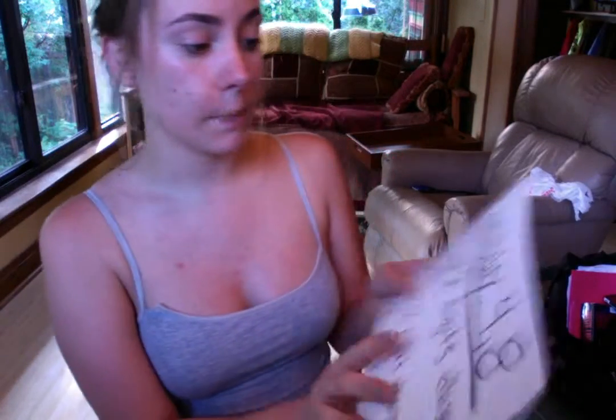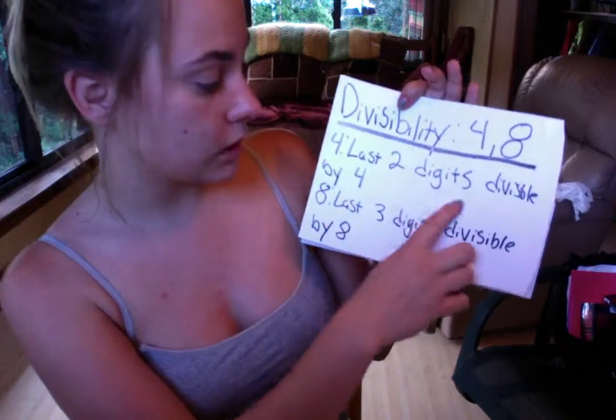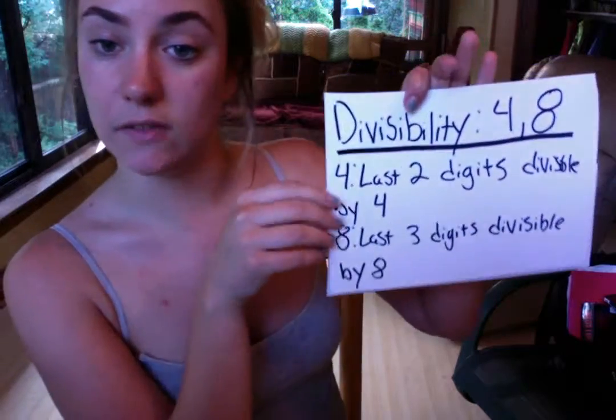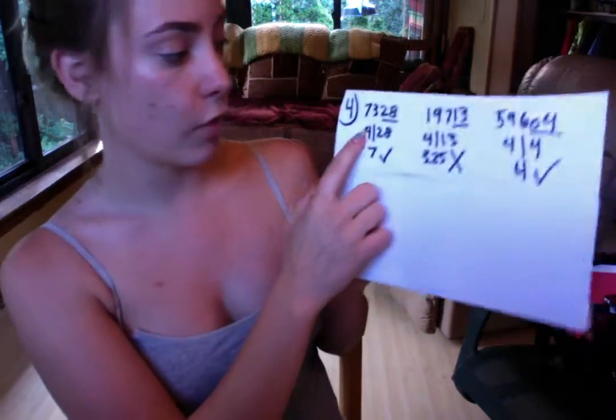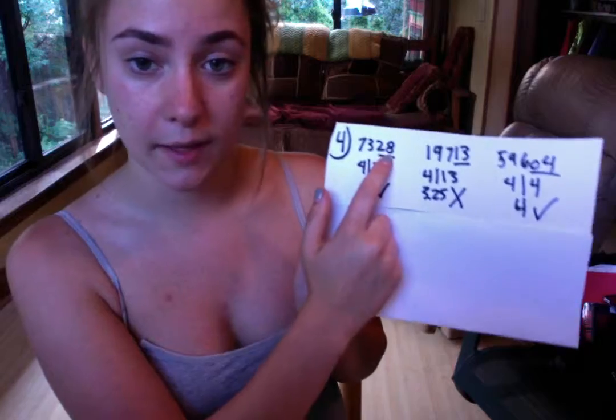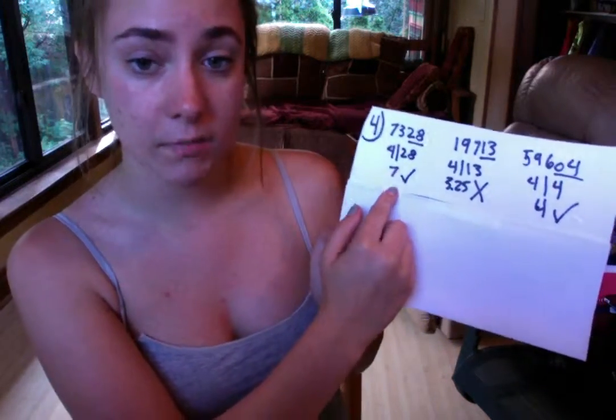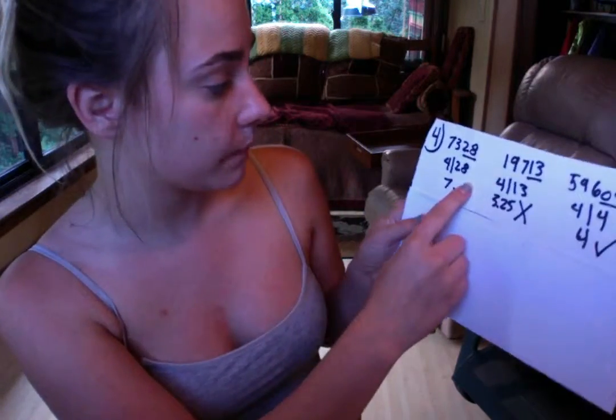Next, I'm going to teach you about the divisibility of 4 and 8. For 4, the last 2 digits need to be divisible by 4, and for 8, the last 3 digits need to be divisible by 8. Starting off with 4, you have 7,328. Looking at the last 2 digits, you see 28 divided by 4 equals 7, meaning this number is divisible by 4.